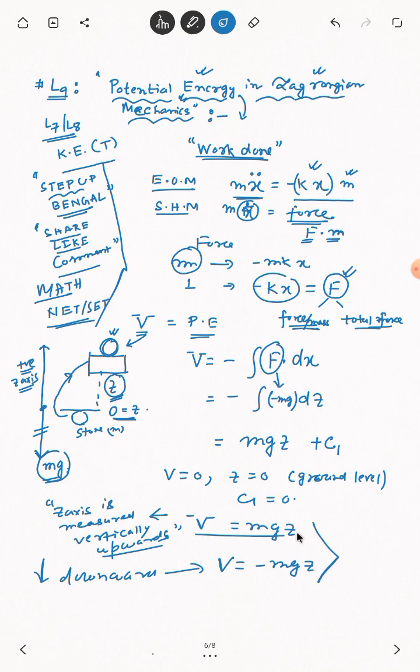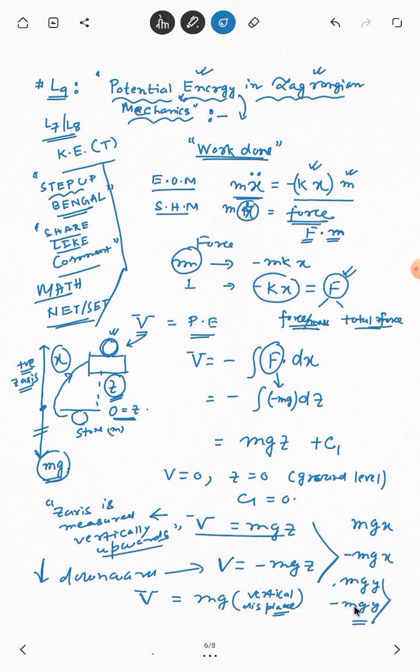We would just like to replace this z further by mg into z, where z is the vertical displacement. Why are we making this change? Because it may so happen that this vertical direction is denoted by x. In that case, this expression will become mgx, and this will become minus mgx, or it may look like mgy or minus mgy. So it is important what notation we are imposing on it.